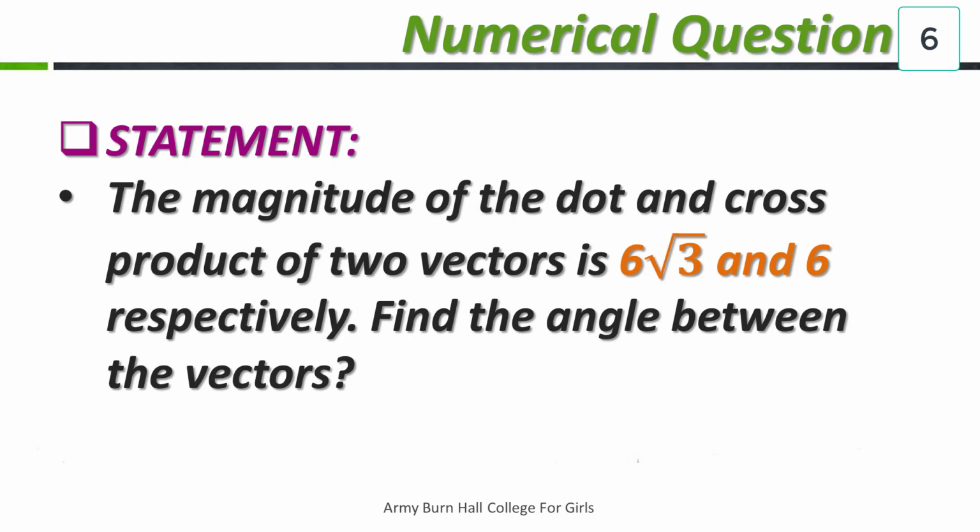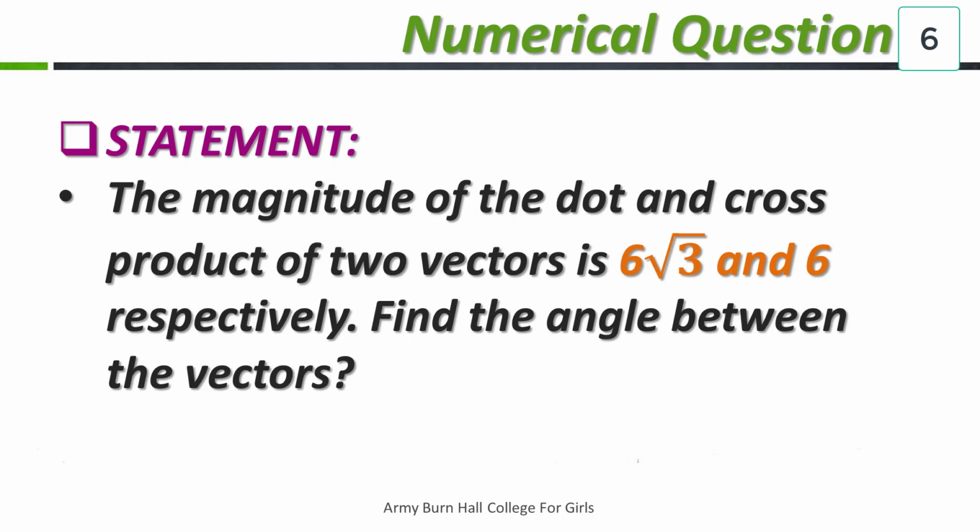What is there? The magnitude of the dot and cross product of two vectors is 6 under root 3 and 6 respectively. They have now provided the magnitude of the dot and cross product, and we have to calculate the angle between the two vectors. This numerical is important because it has less given data, and most of the times it is repeated in exams.